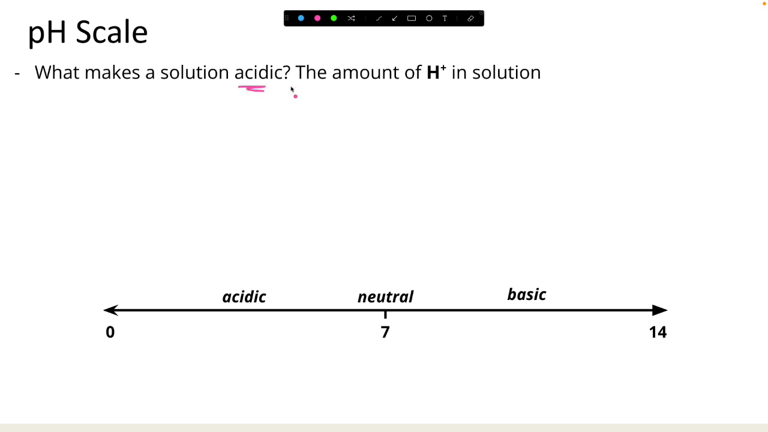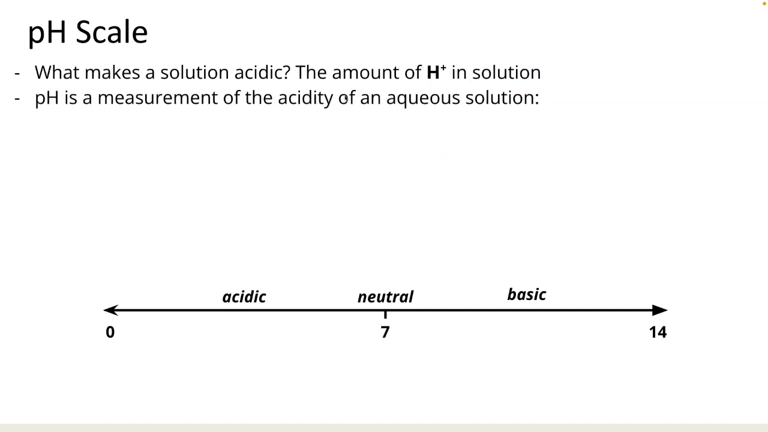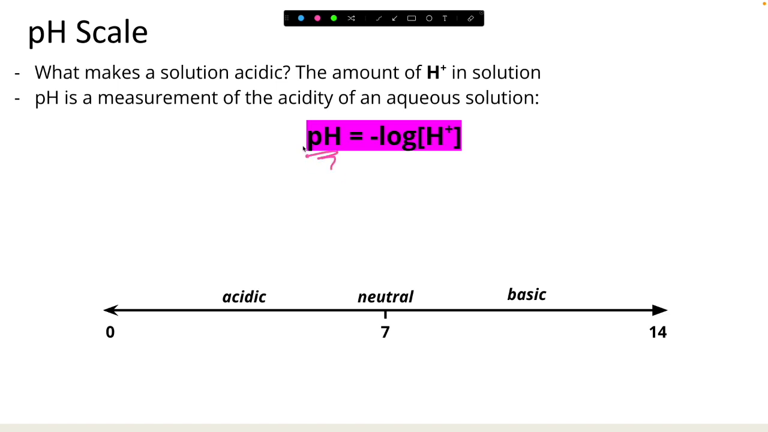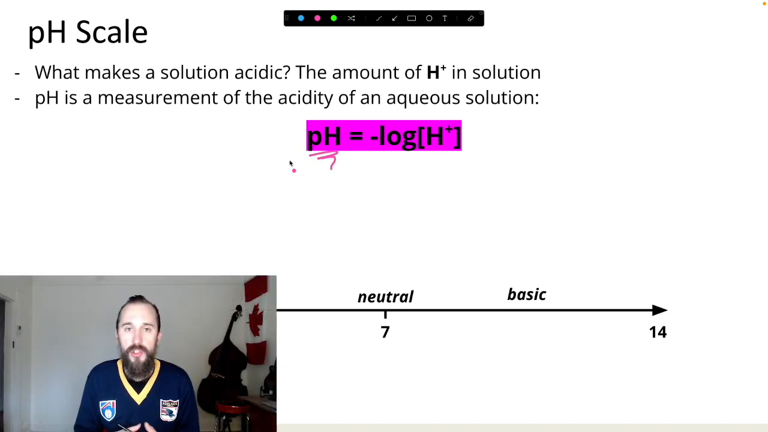So what makes a solution acidic? It's the amount of H+ in solution, because acidity is defined as proton donating, where an H+ is just a proton. For it to be acidic, there needs to be protons available to be donated, based on that Bronsted-Lowry definition. So pH is a measurement of the acidity of an aqueous solution on a logarithmic scale. Some people say it stands for power of hydrogen or potential of hydrogen. You're not really going to encounter those names. Let's just call it pH.